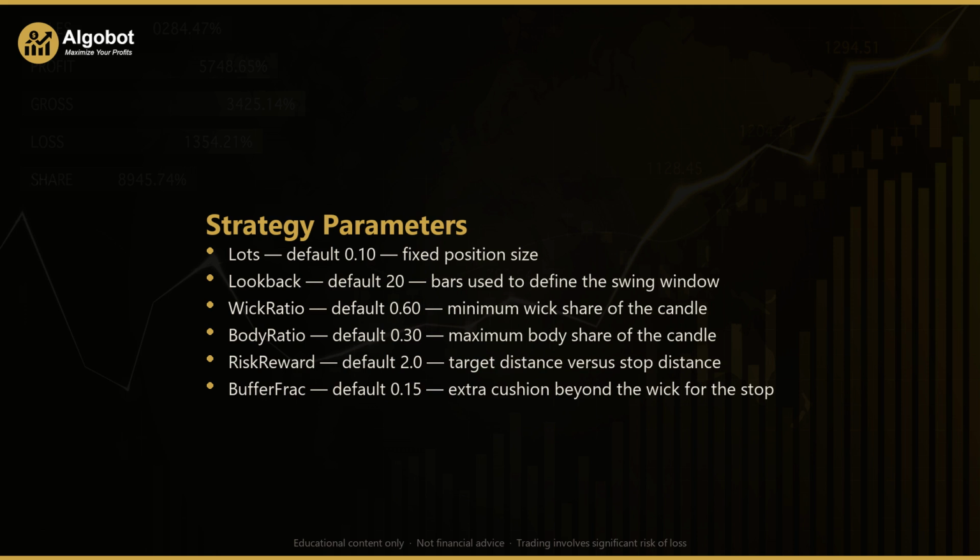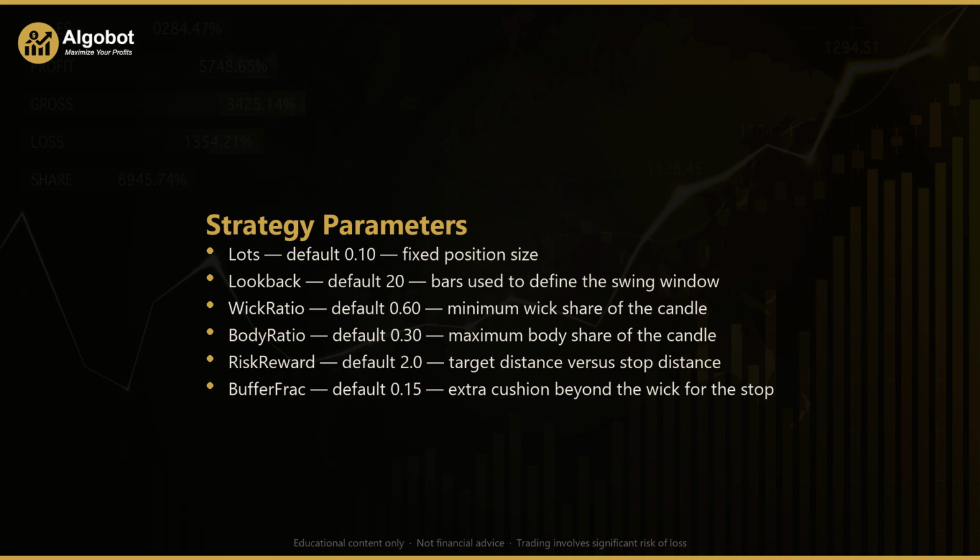RiskReward, defaulting to 2.0, sets your target relative to your stop. At 2, the take profit sits twice as far away as the stop. Increase it for bigger targets that are hit less often, or reduce it toward 1 for closer, more frequently reached targets. Finally, buffer frac, defaulting to 0.15, adds a cushion beyond the wick when placing the stop. This gives the trade a little breathing room, so a minor spike doesn't stop you out prematurely.